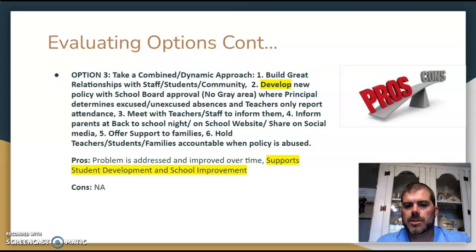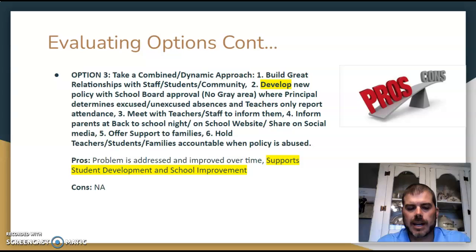Three, we're going to meet with teachers and staff to inform them. Four, we're going to inform parents at back to school nights, on the school website, and share on social media. Five, we're going to work together with all of our juvenile services and we're going to offer support to families. Number six, we're going to hold teachers and students and families accountable when a policy is abused.